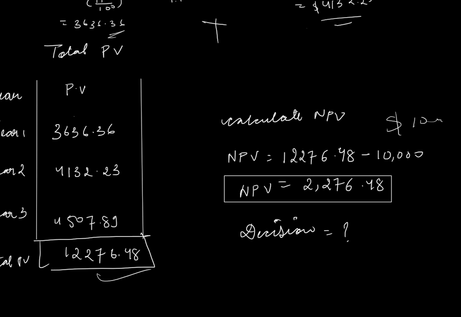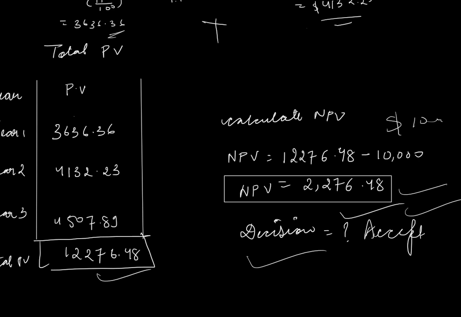Now about the decision, how do we interpret the NPV? Very easy. If NPV is positive, as we have in our case, we have to accept the project. If NPV is 0, then you are indifferent. And if NPV is negative, then you have to reject the project. Since our NPV is positive in this case, we can accept it. Which means the project creates value and therefore we are going to accept it.